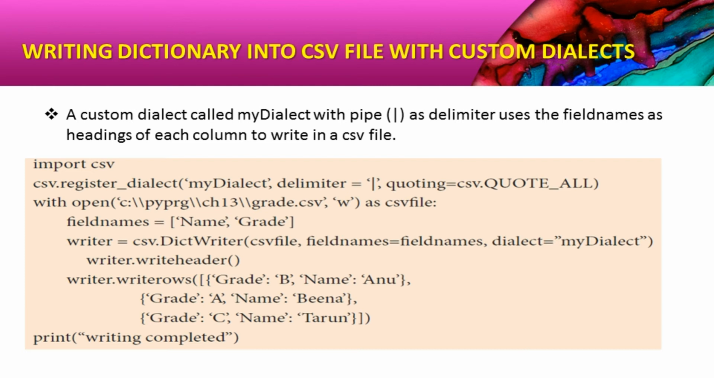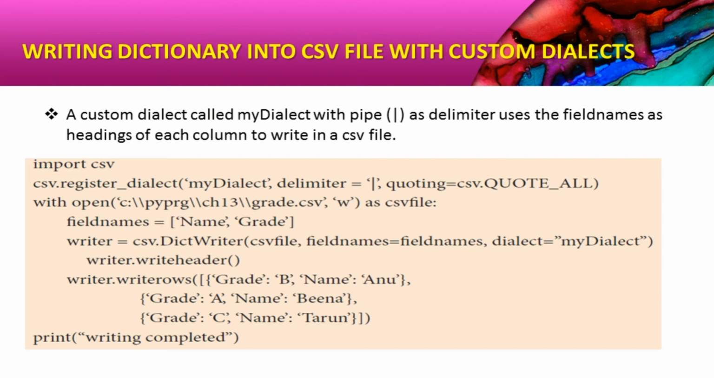Here we are going to use our custom dialect. writer.writeheader, writer.writerows. Here the grade and name are the header values, that is the field names. The field values are Anu, Beena, Tarun, and we are going to upload their grades. After writing the rows, we display the statement 'writing completed'.